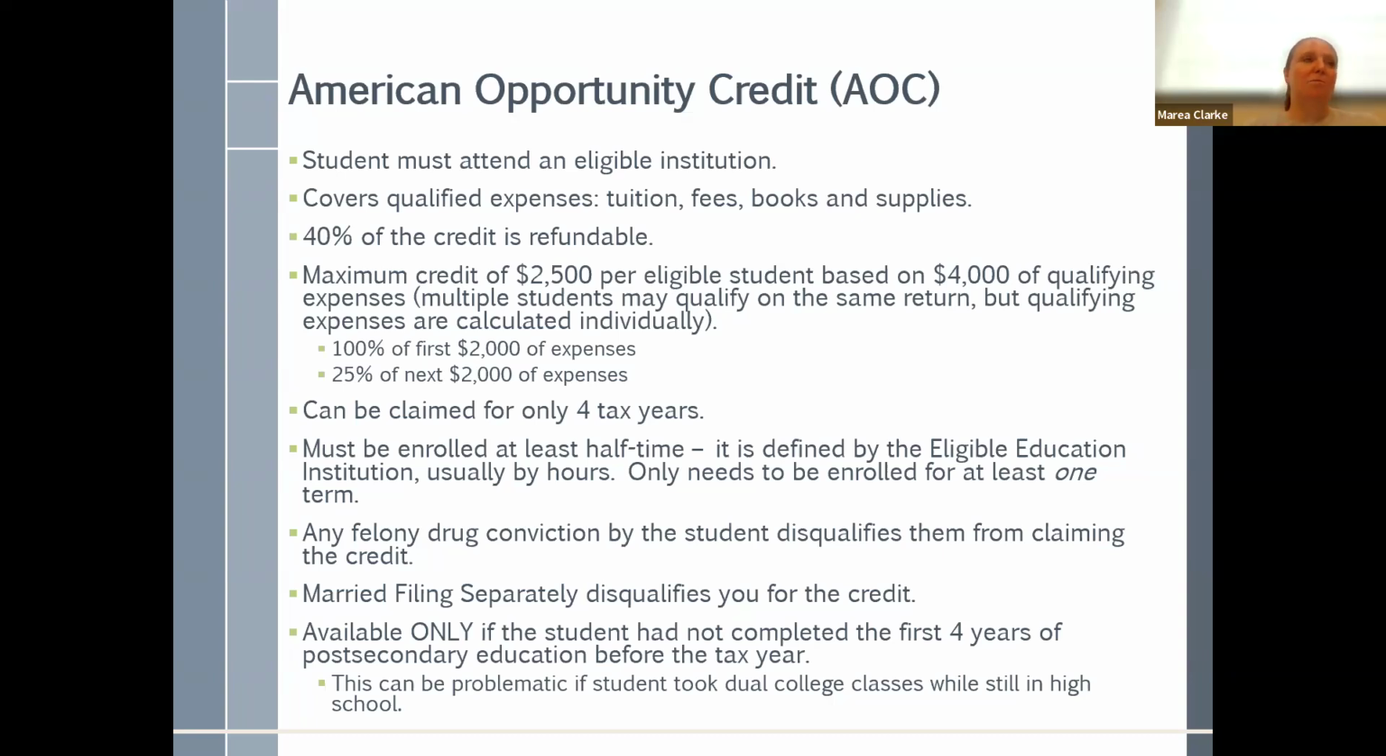This can be an issue if people took college credit while they're in high school. It is also an issue for our non-resident alien students, right? They come here, they're on an F visa, they're exempt for 5 years. So by the time they finally become a resident alien, they have passed that first 4 years of post-secondary education, and they're generally not going to be eligible for the American Opportunity Credit.